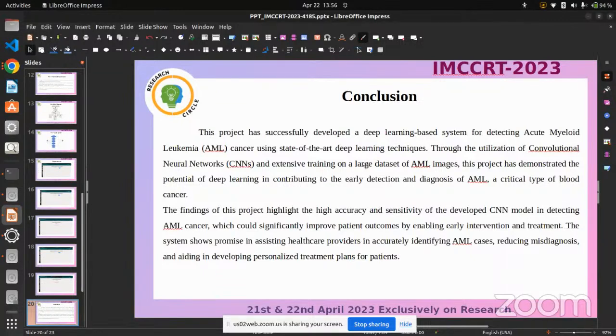It is a great help for healthcare providers in accurately identifying AML cases and reducing misdiagnosis. There are some stages in cancers, so we have to detect them at an early stage. If it is detected at the last stage, no one can do anything. So for that, we have to understand the disease and provide certain treatment. So this is it from my side.